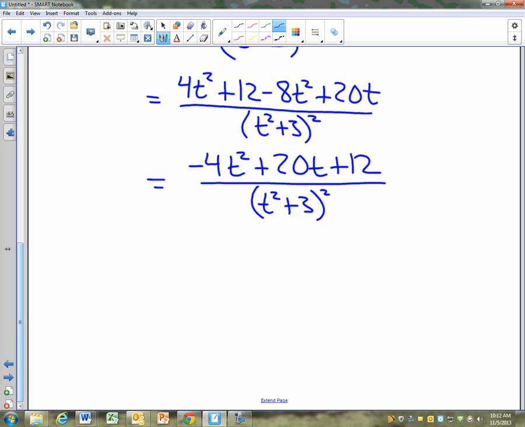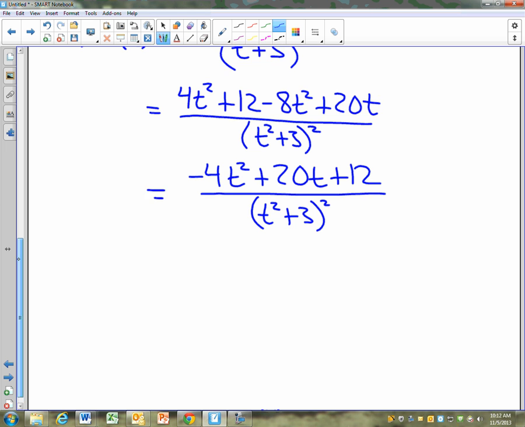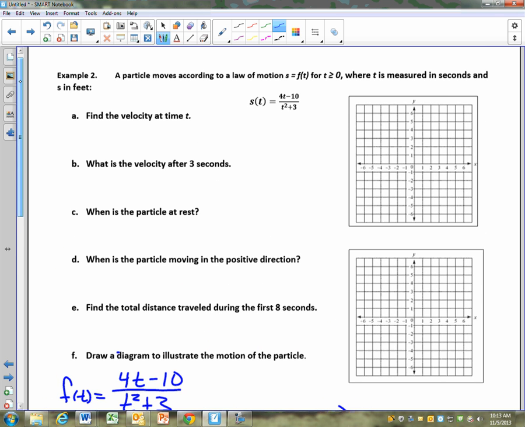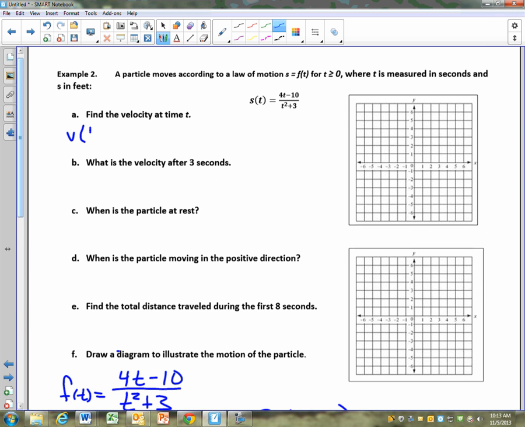Okay, so would everybody agree that's my derivative? So that's the velocity function. We've got v of t is equal to negative 4t squared plus 20t plus 12 divided by t squared plus 3, that quantity squared. So, how did I figure out the velocity after 3 seconds? Plug it in. Easily.